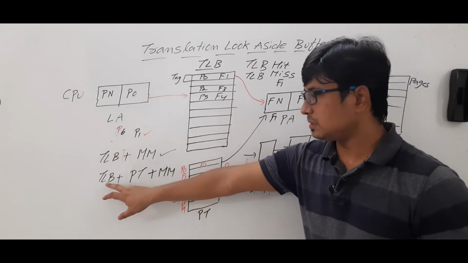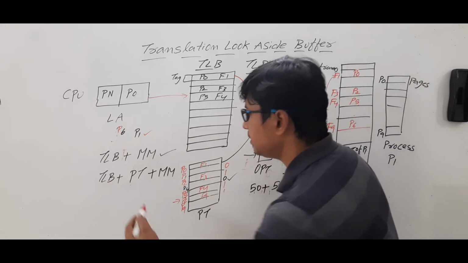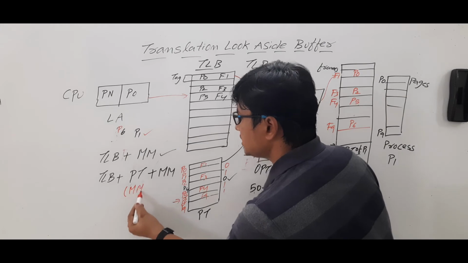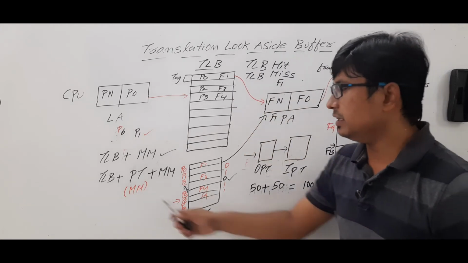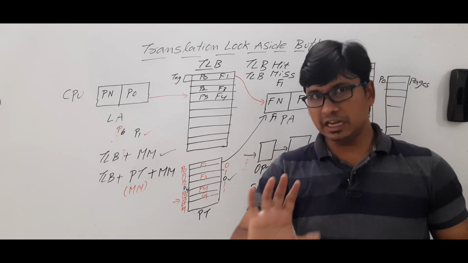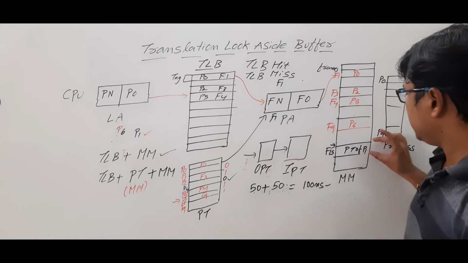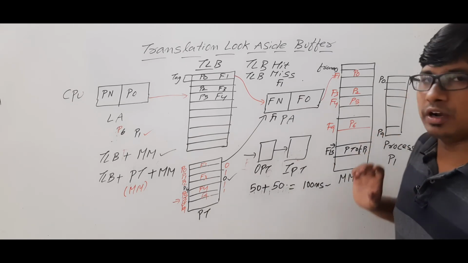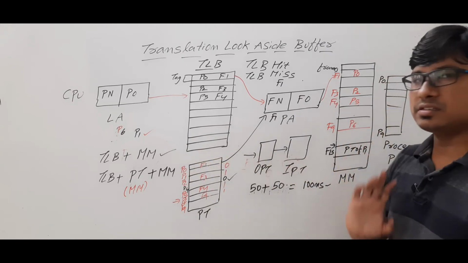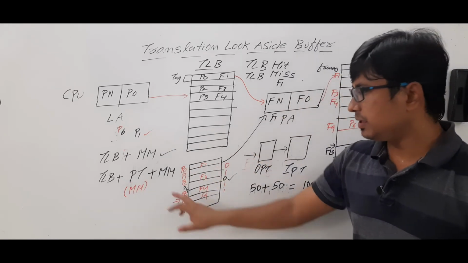If it is a miss, TLB page table, meaning it is nothing but main memory access only, because the page table is there in the main memory. Let's consider that this is single level paging. If it is multi-level paging, I will discuss that for you. If it is single level paging, meaning the entire page table is there in one of the frames, so one access is required to get the page table. Then main memory access.